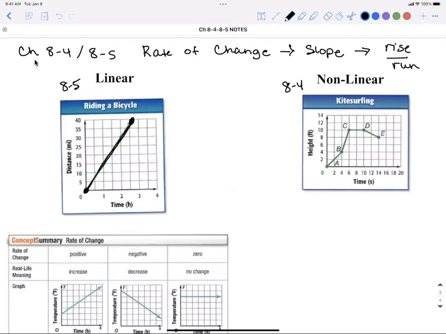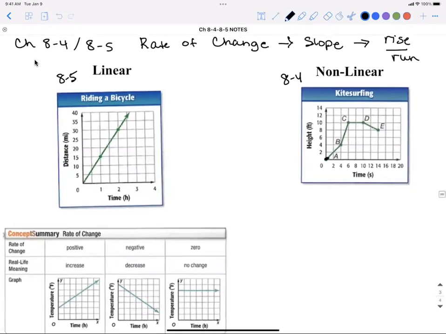And so the difference between these two is that when you are figuring the rate of change or the slope from point A to point B, it's going to be different than from point B to point C, and from C to D, and from D to E. You're going to have a different rate of change or a different slope value for each one of these little segments. Whereas in the linear one, going from this point to this point, it's going to be the same rate of change or the same slope for the entire line.